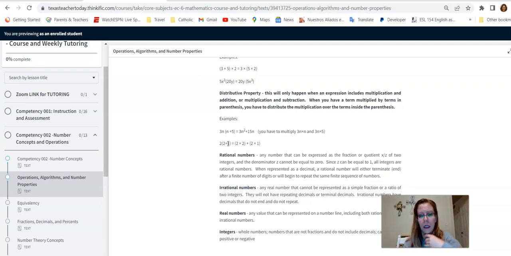a simple, easy to understand way where you can remember. Like I said, commuting, you're changing the location, right? Associative, you're changing the grouping, and distributive is when you distribute across.